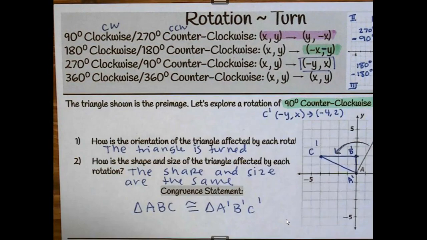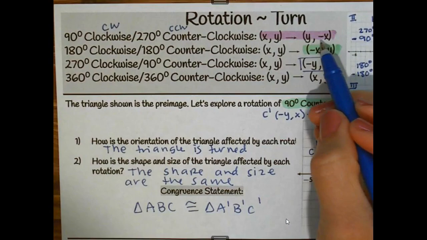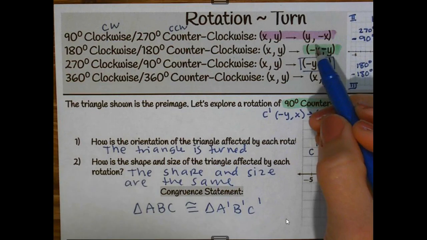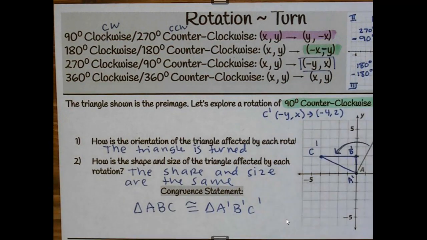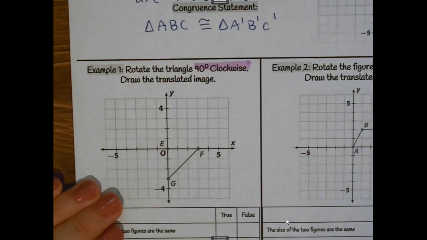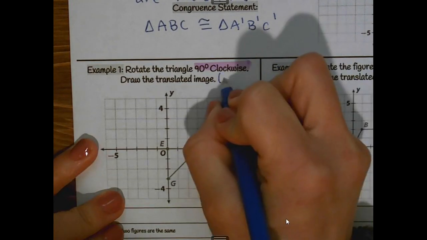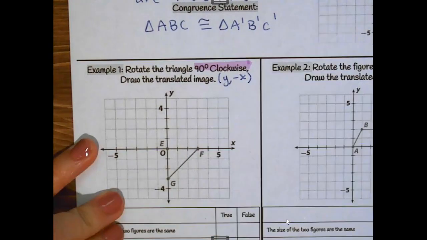Well, x and y switch places, and then x becomes the inverse. Remember, x doesn't become negative, it becomes the inverse. If it was already negative, it will become positive. If it was positive, it will become negative. All right, so I'm going to go ahead and write the rule down here at the bottom. So I'm going to do y and negative x.